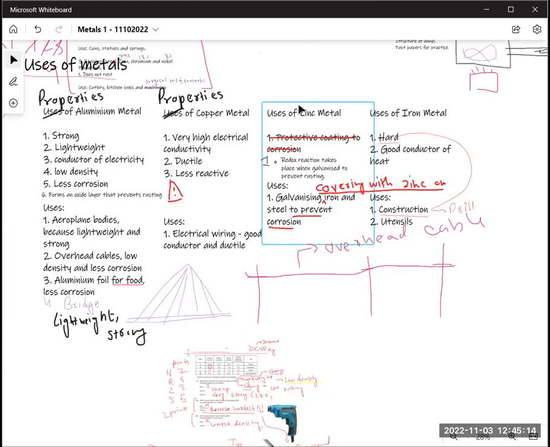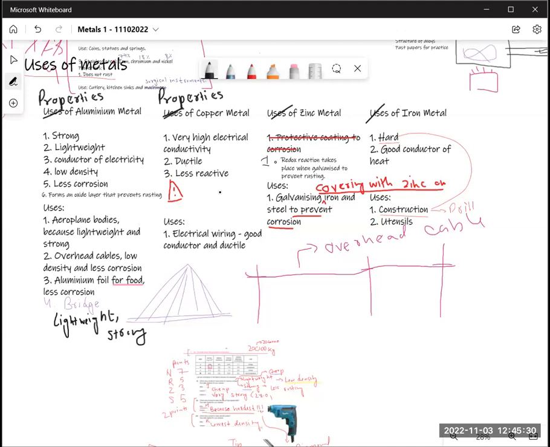Finish writing everything. Uses of zinc metal as well. Neha, are you writing? Do we write uses of zinc metal or properties? We don't write uses, we write properties. The first ones are properties. Okay. Neha, have you finished writing?